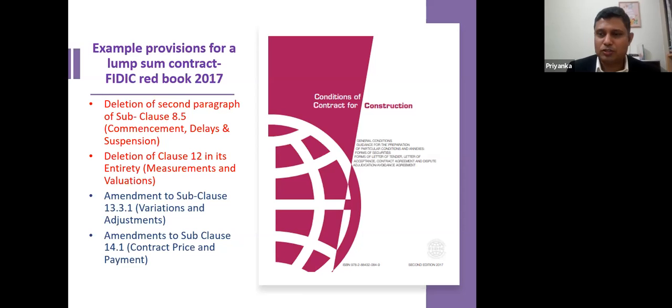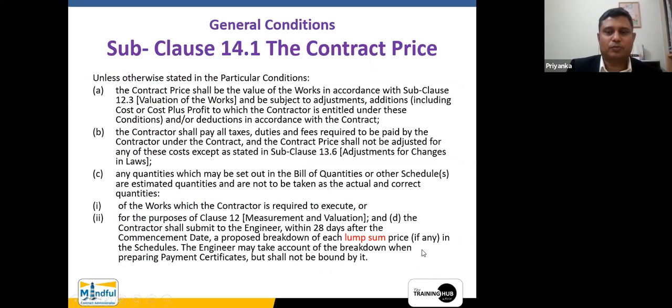So that the users of FIDIC 1999 and SBD2 also can adapt whatever these changes, whatever the notions, and whatever the ideas which I am giving to you when you are drafting a lump sum contract. Okay. Now let us go into the deletion of the second paragraph of subpoint 2.